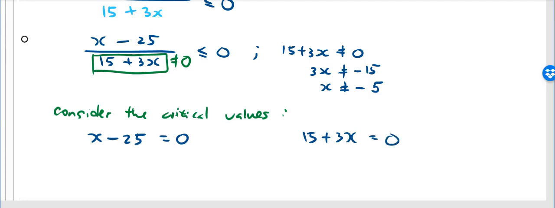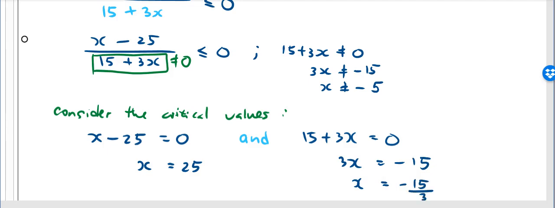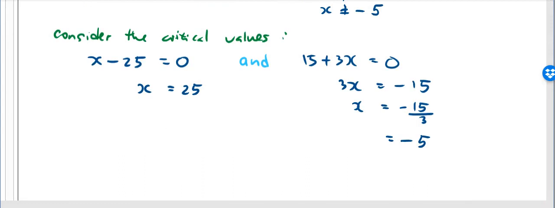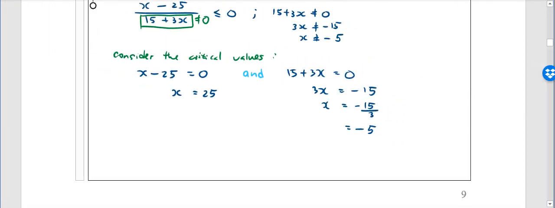And do remember to have the word "and". Just continue doing it. So you have x equal to 25. Here you got x equal to negative 5. So what will be your next session? You can have your symbol in table, or the best way, use your real number line.